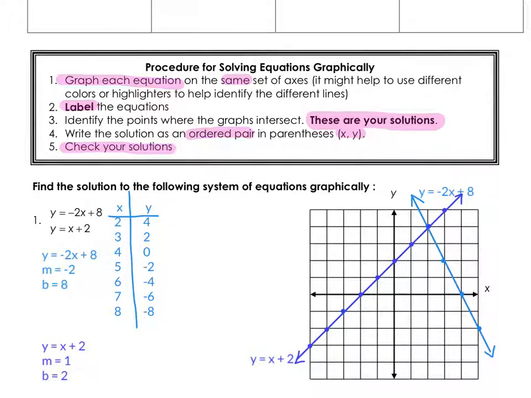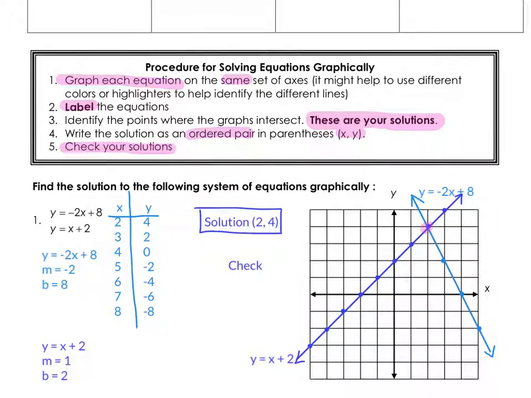Okay, almost there. Now I've done all this lovely work, but I haven't actually found the solution yet. So what is the solution? Well, we already talked about it: the solution is the point where they intersect. If I look on my graph, the point where they intersect is right here. You can circle it, you can highlight it, whatever you want to do, but this is the point of intersection right there. Now I have to write that as a point. The directions say to write the solution as an ordered pair in parentheses, x comma y. So my solution is 2 comma 4. And I'm not quite done yet. Now I just need to do my check, because that's the last step.